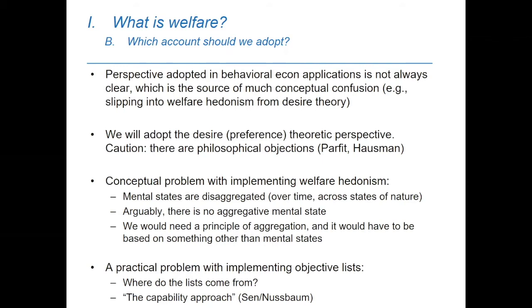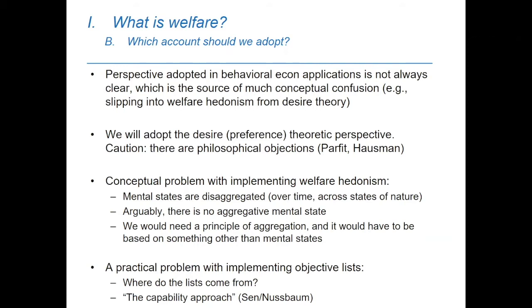What about the objective list approach? Well, the obvious practical problem with that approach is that we need to know where the list comes from. How do we justify the items on it? Is this just a matter of intuition and introspection?